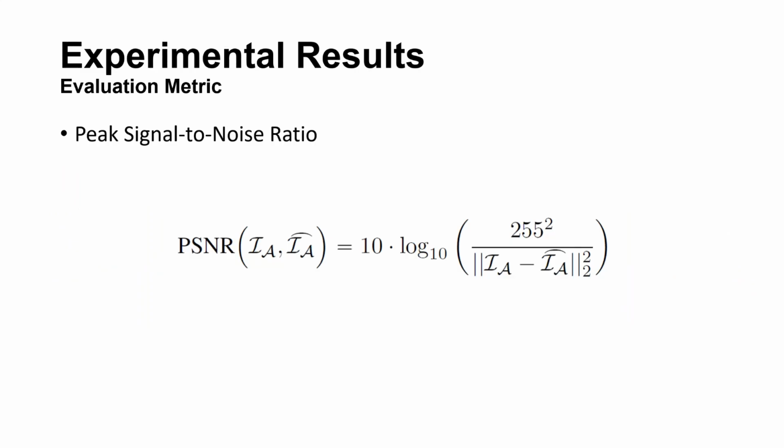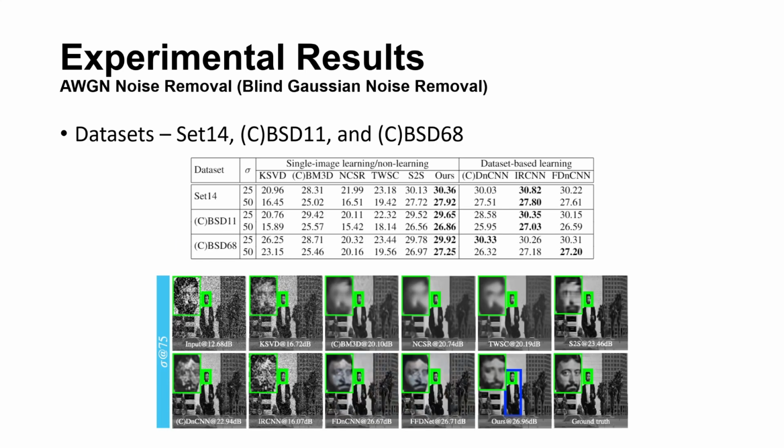The performance of the proposed IdealNet is evaluated on 5 different tasks. The PSNR is adopted for all comparisons over the learned dual self-attention region with respect to intensity difference. The first task is AWGN noise removal, also known as blind Gaussian noise removal. This task was carried out on the 3 well-known datasets, Set14, CBSD11, and CBSD68. The table summarizes the comparison result with the noise level valued at 25 and 50.